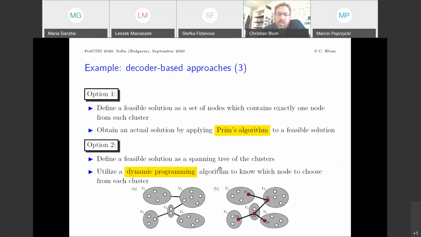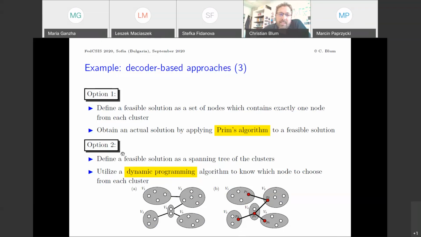So the researchers from this paper have 2 options. The first one is to define a feasible solution as a set of nodes which contains exactly one node from each cluster. So we represent feasible solutions like that. The decoder then applies, for example, Prim's algorithm or Kruskal's algorithm to get me the best tree that I can define on these 5 nodes in this example. So in each solution evaluation, when I use the decoder, I have to run Prim's algorithm or Kruskal's algorithm.